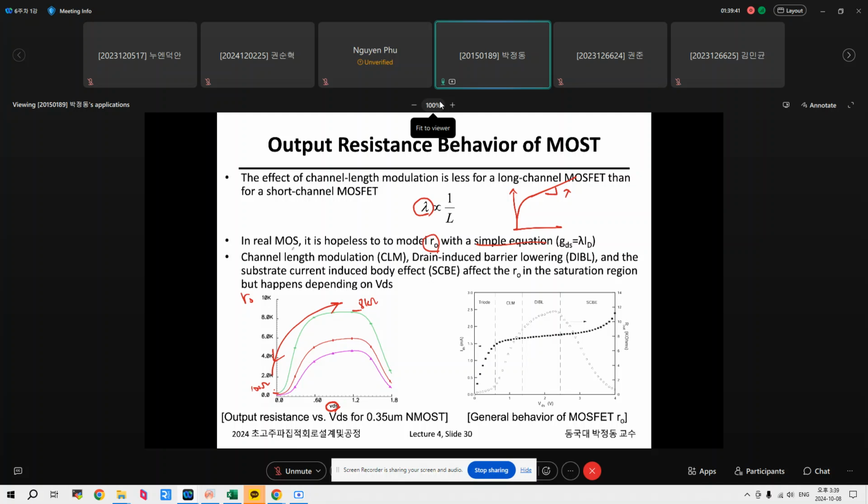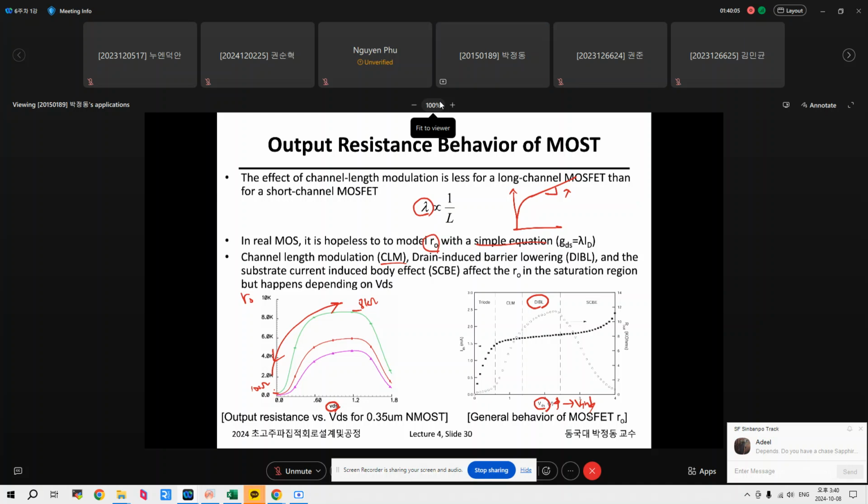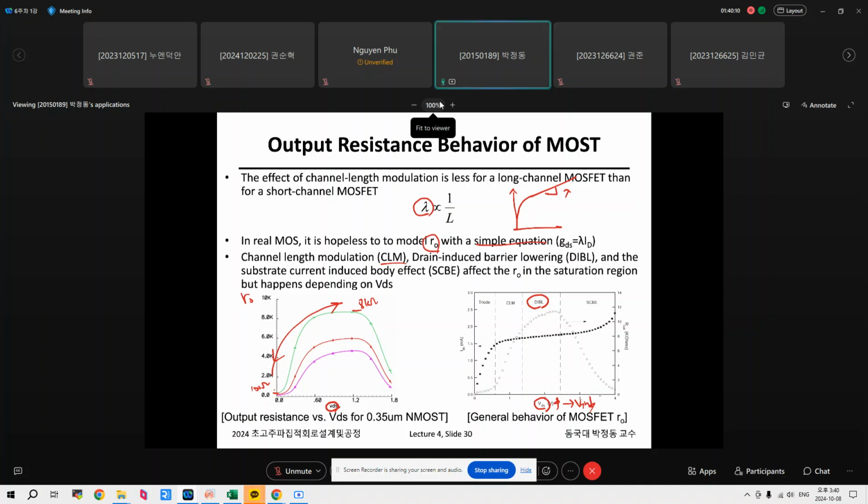The first one is channel length modulation, as we observed. The second one is the drain-induced barrier lowering effect, the DIBL effect, which means when the applied drain source voltage is getting higher, threshold voltage is getting lower. Which means there exists increased drain source current as VDS increases. That's the DIBL effect.